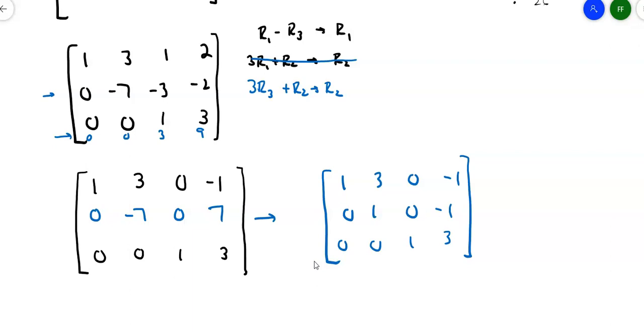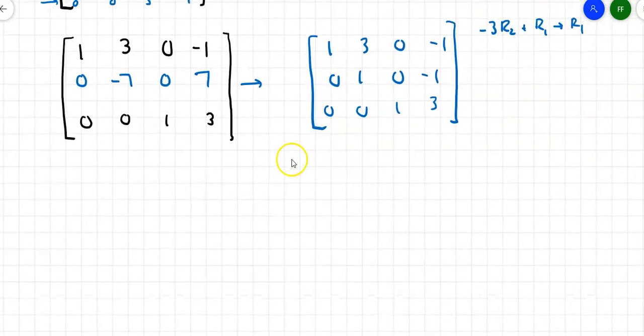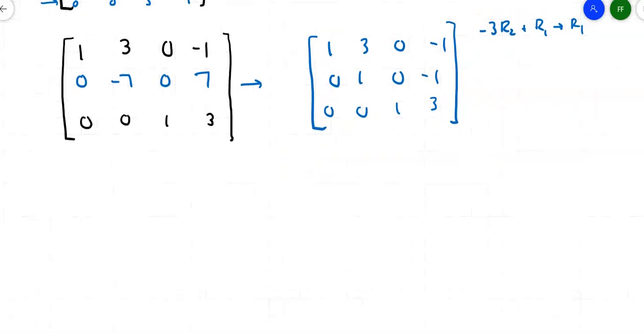The only thing I have left to do is get rid of that 3 that's up on the top. So let's take -3 times row 2 plus row 1. Answer goes in row 1. All right, so -3 times row 2 will be 0, -3, 0, +3. Bottom row stays the same, 0, 0, 1, 3. Middle row stays the same, 0, 1, 0, -1.